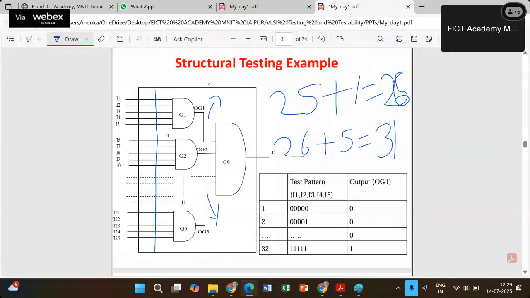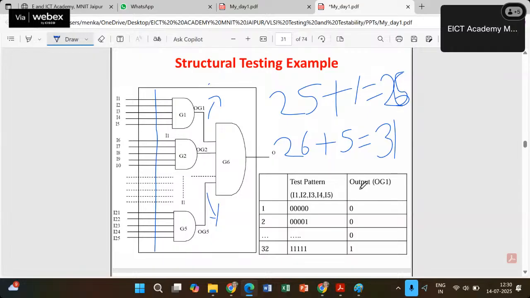As sir told earlier, we are focusing on single stuck-at faults. Sir has already explained with the help of an AND gate why single stuck-at faults are much more important, because they cover multiple faults altogether. So we only need to focus on single stuck-at faults, and most of the faults will be covered with their help.